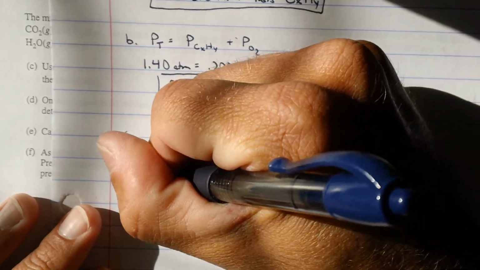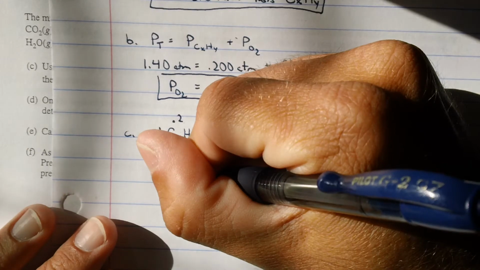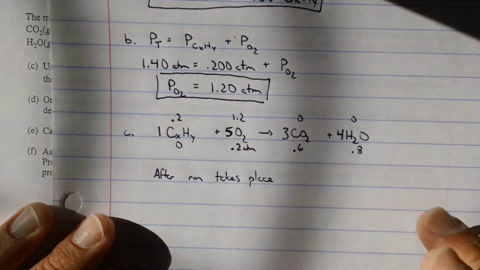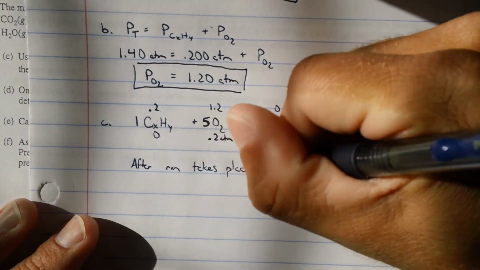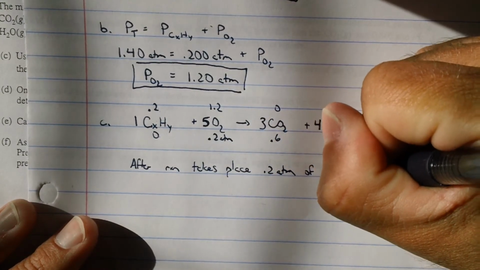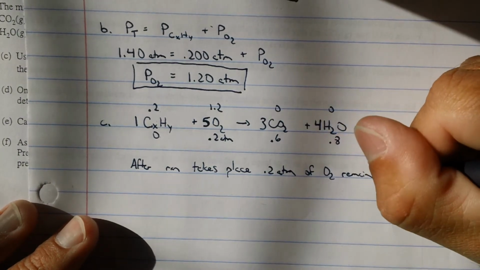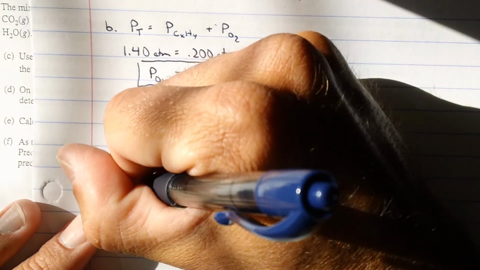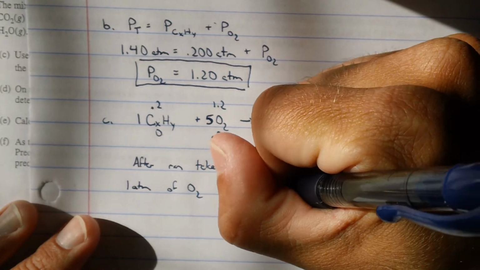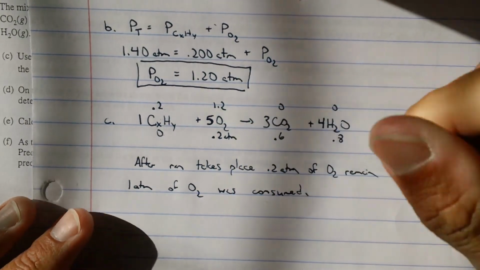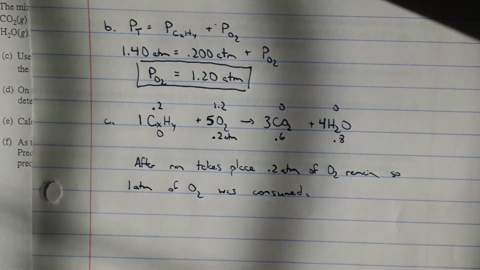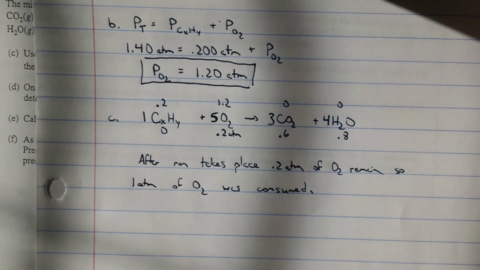And so after the reaction takes place, 0.2 atmospheres of oxygen remain. They asked us how much was consumed. So 1 atmosphere of oxygen was consumed. That's our answer to that guy. That's part C.